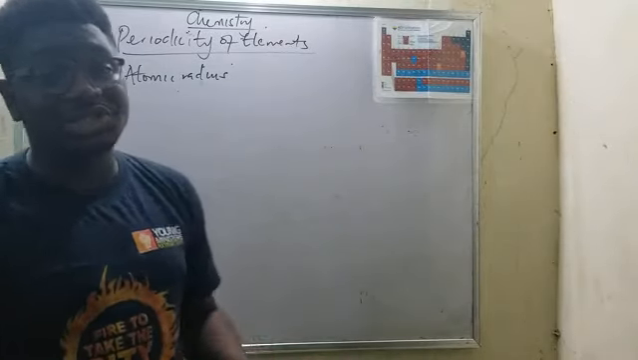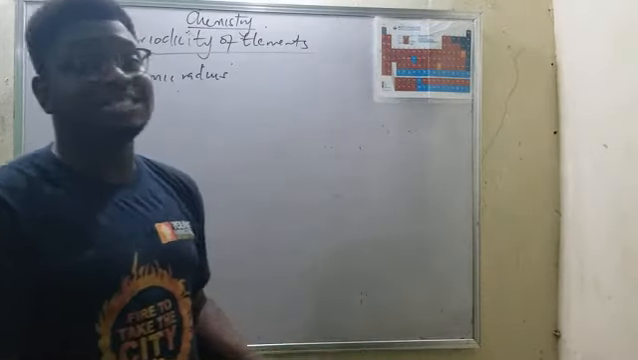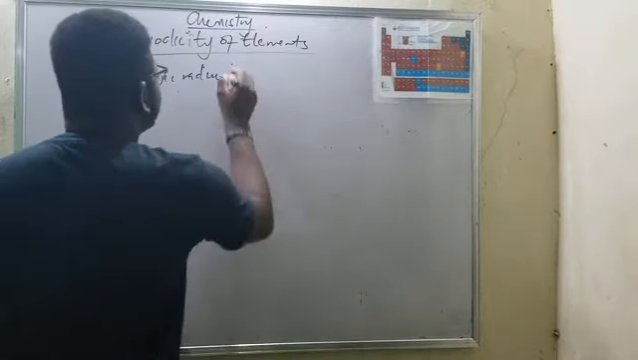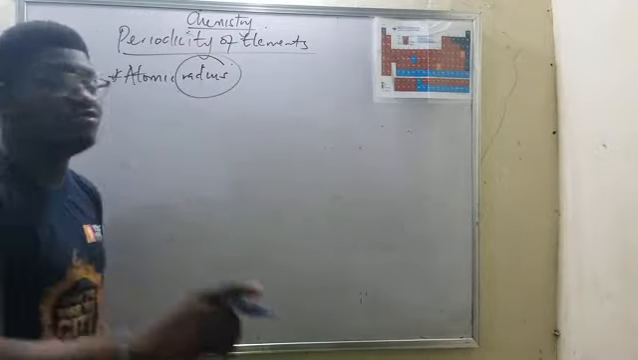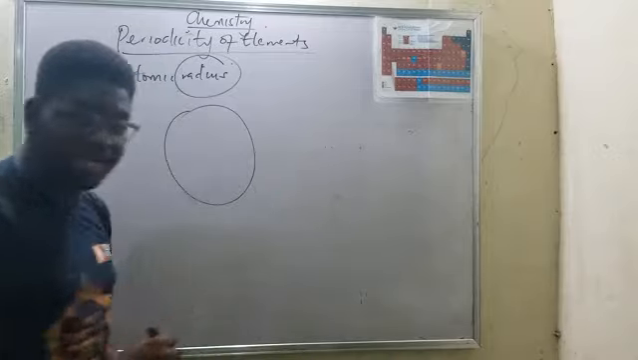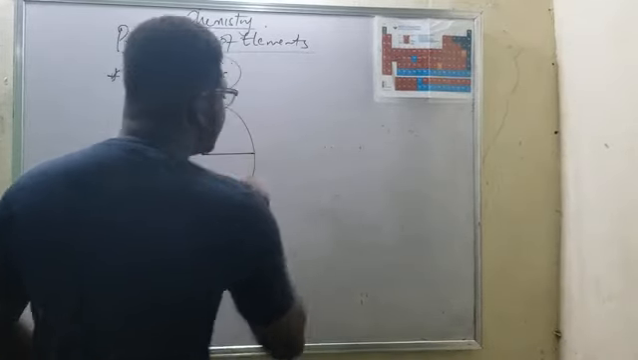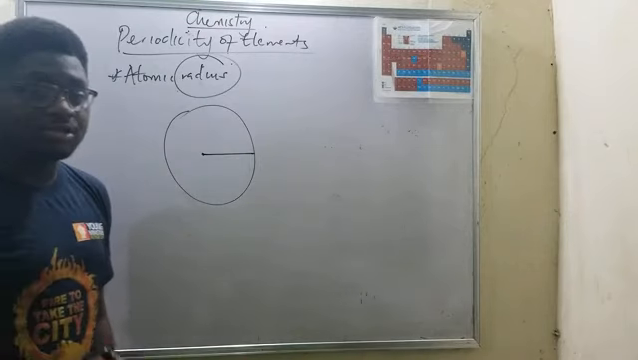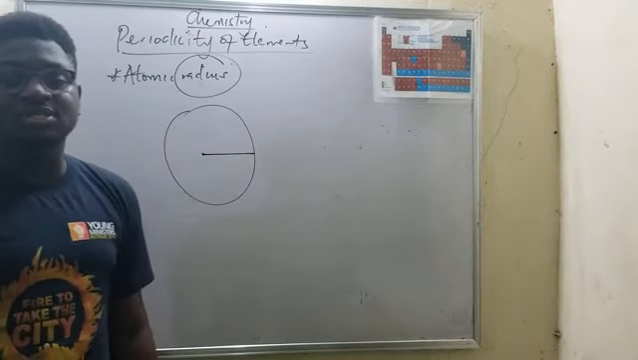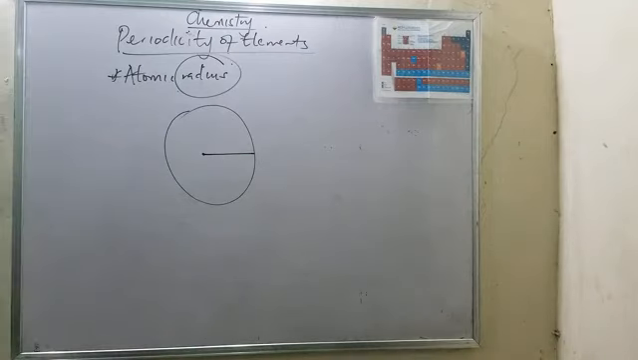Definitely, chemistry is under science, and science involves mathematics. In mathematics, we have heard the word radius before. When we talk of radius, we are talking about something that has to do with the circle, right? And we say a radius is the distance from the center of the circle to the circumference of the circle.